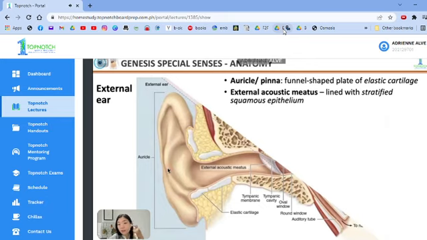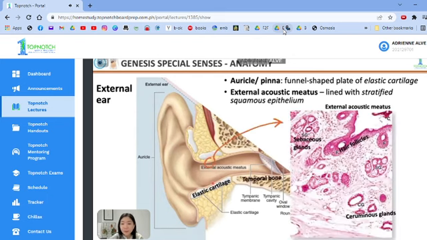This is an irregular funnel-shaped plate of elastic cartilage, and it has this shape because it directs sound waves into the ear. Then you have the external acoustic meatus, which is a canal from the auricle to the middle ear, and it's lined with stratified squamous epithelium.